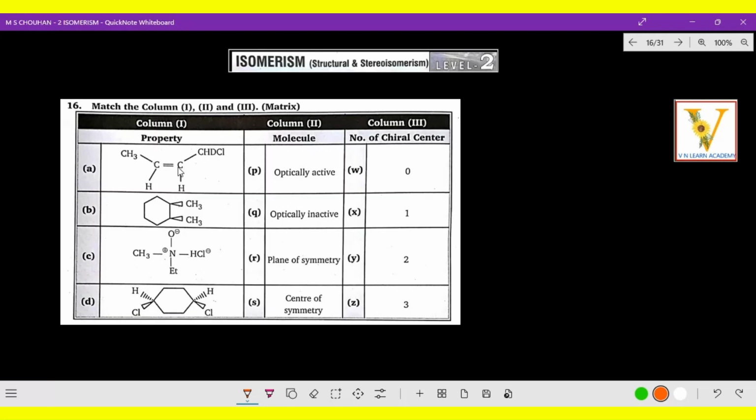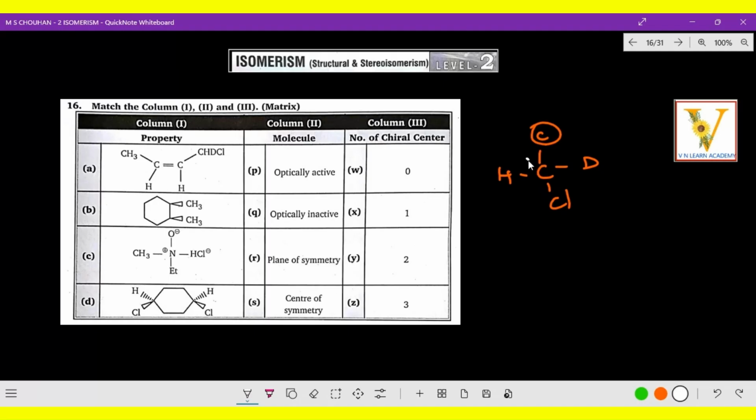So here actually CH3, CH double bond CH, CHDCl, D being deuterium. That means a carbon connected with 4 different groups or atoms. Here, the carbon is connected with 1 carbon, 1 hydrogen, 1 deuterium, which is hydrogen's isotope, and 1 Cl. Yes, of course, 4 different groups or atoms attached to the carbon. This is also different, right? Now CHDCl. So this is 1 chiral center.